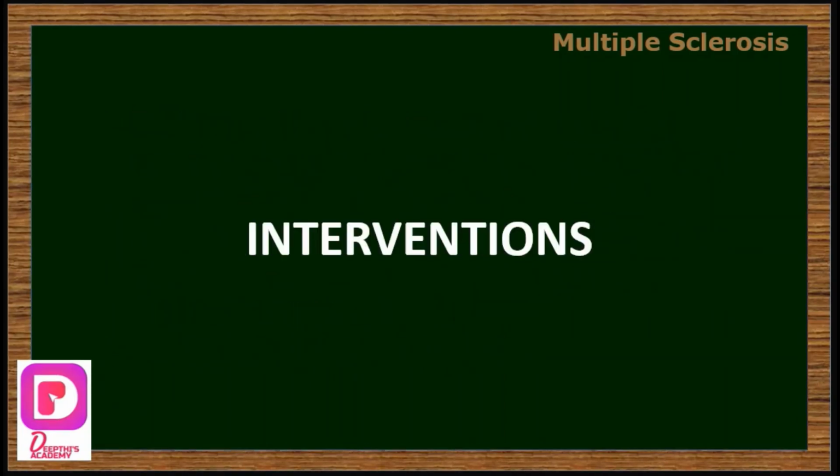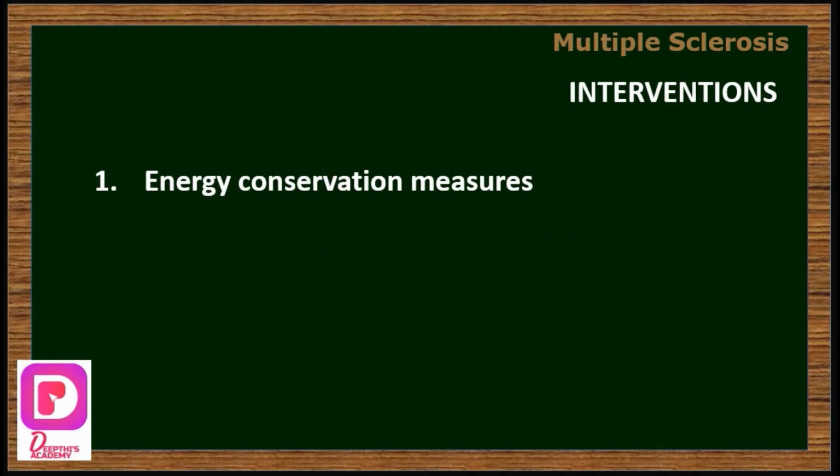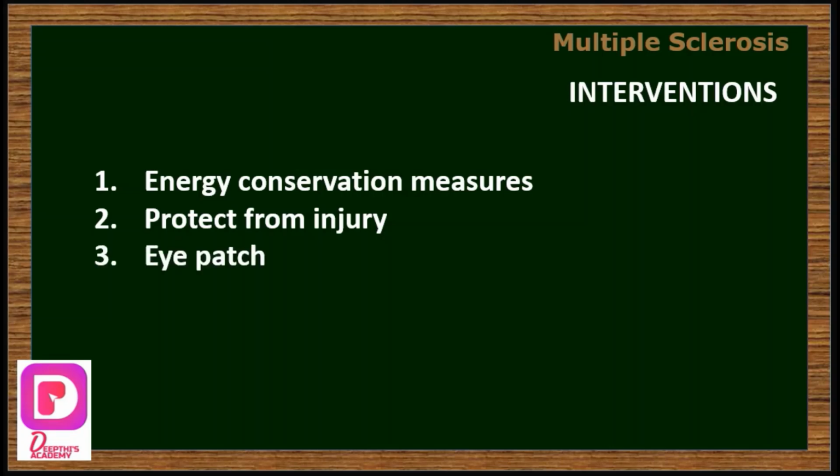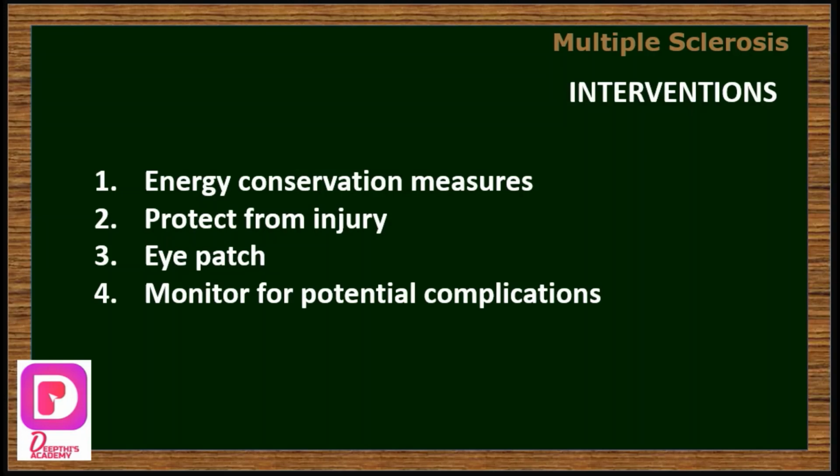Here are the interventions for multiple sclerosis. First one, provide energy conservation measures during exacerbation. Second, protect the client from injury by providing safety measures. Place an eye patch on the eye for diplopia. Monitor for potential complications such as urinary tract infections, calculi, pressure ulcers, respiratory tract infections, and contractures.